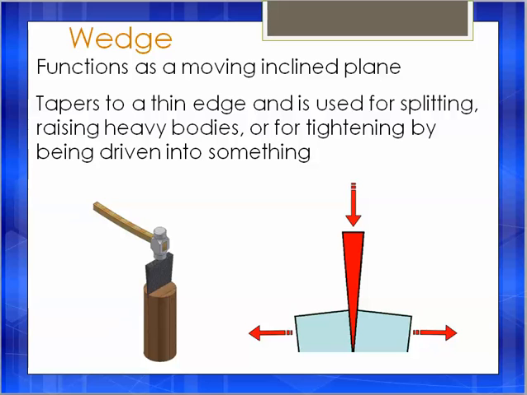The next thing I'll talk about here is a wedge. It functions as a moving inclined plane. It tapers to a thin edge and is used for splitting, raising heavy bodies, or for tightening by being driven into something. Here they drive it in, and it widens the piece of wood. So it's used at the top of a lot of axes, and that's why we call it a wedge.